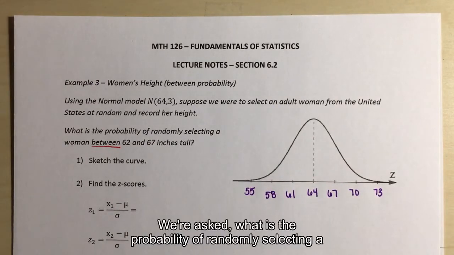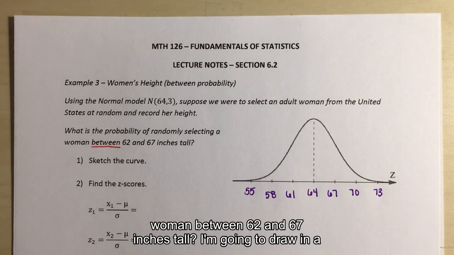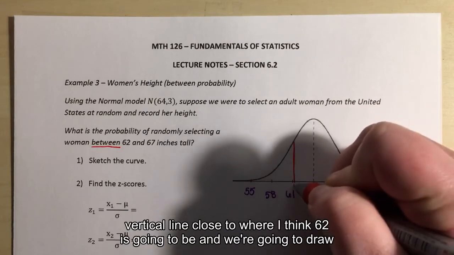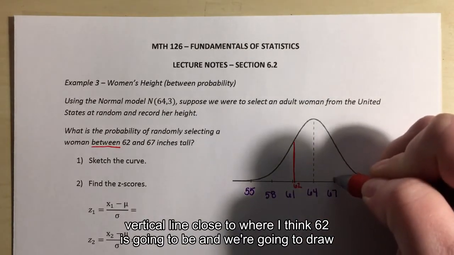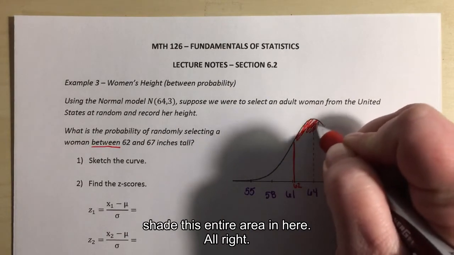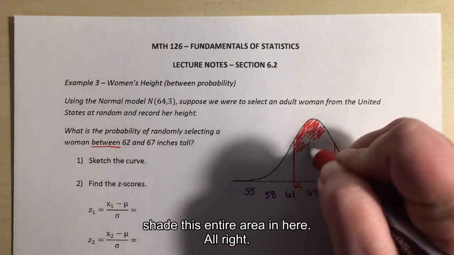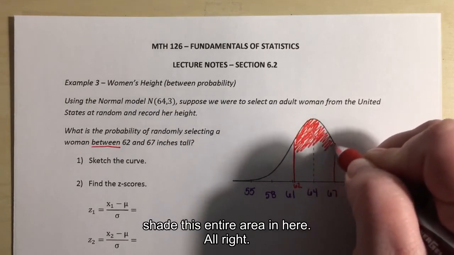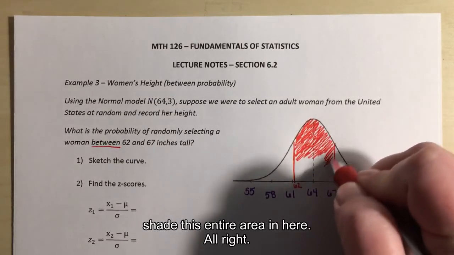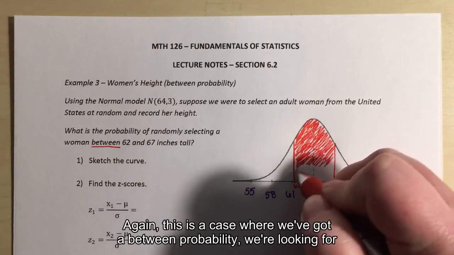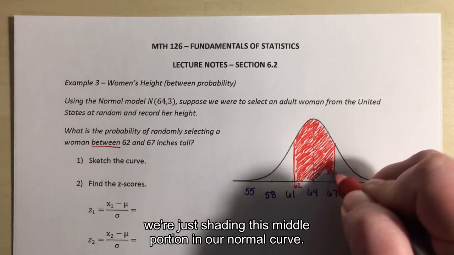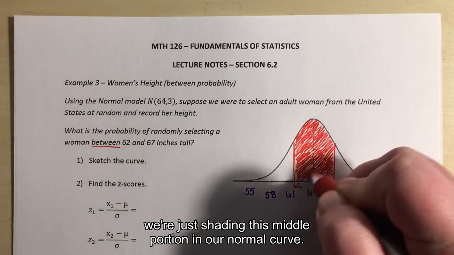We're asked, what is the probability of randomly selecting a woman between 62 and 67 inches tall? So I'm going to draw a vertical line close to where I think 62 is going to be, and a vertical line where 67 is, and shade this entire area in here. Again, this is a between probability. We're looking for the probability that a person lands between these two values, so we're just shading this middle portion of our normal curve.